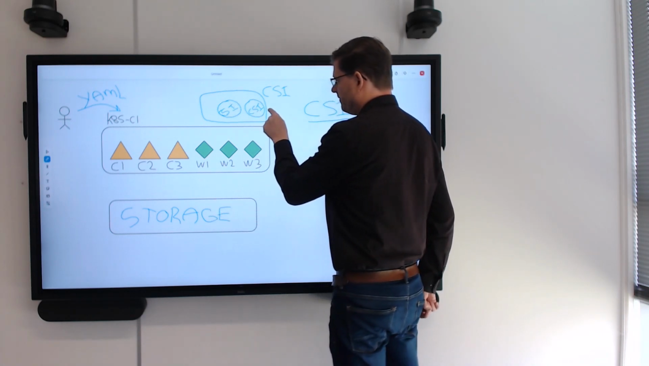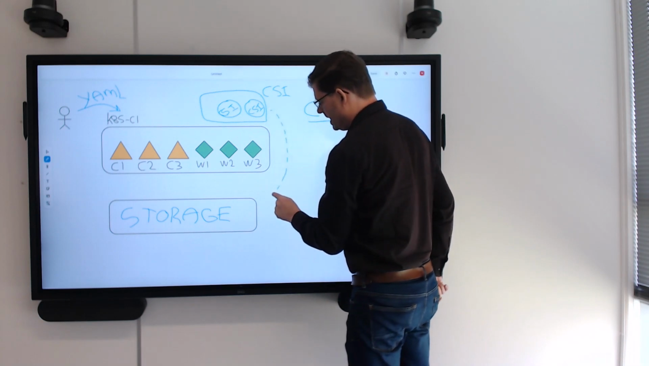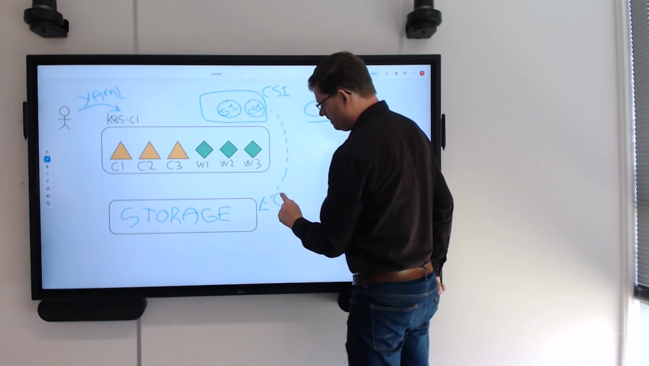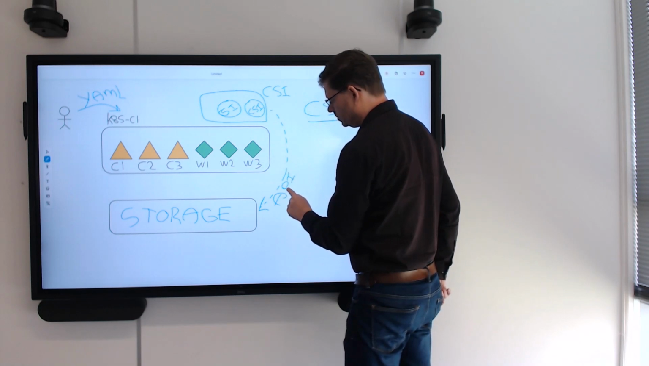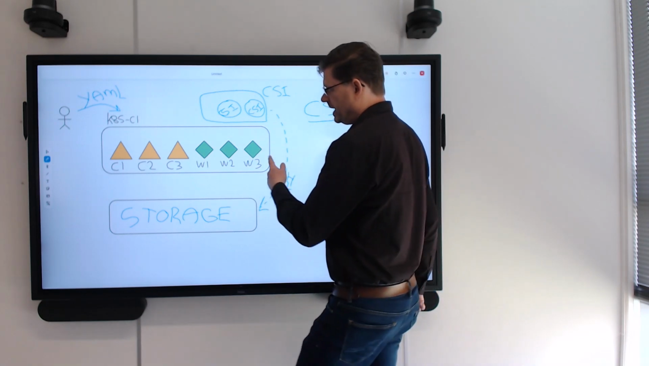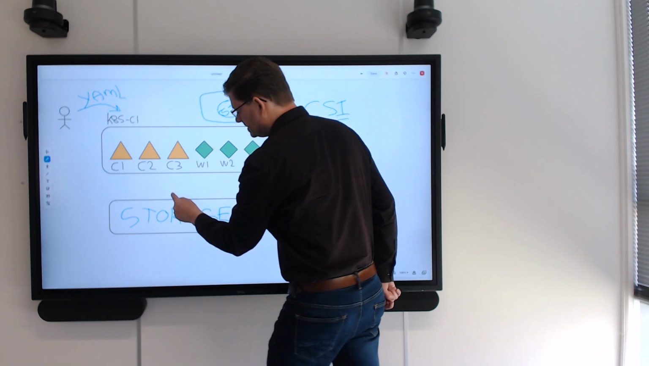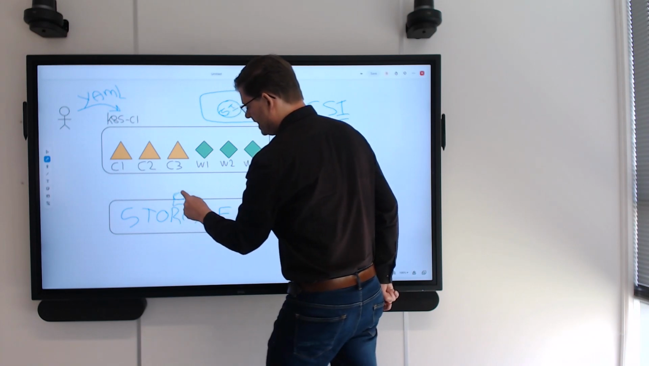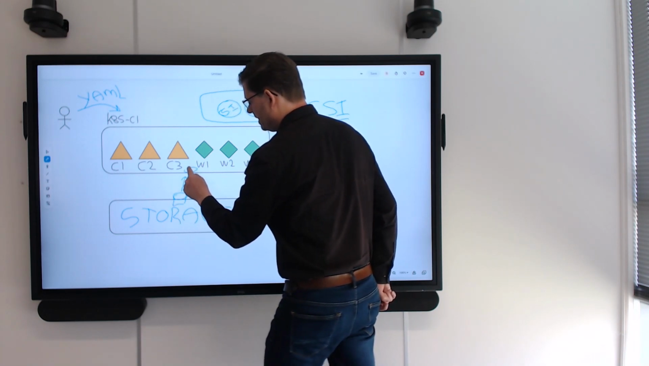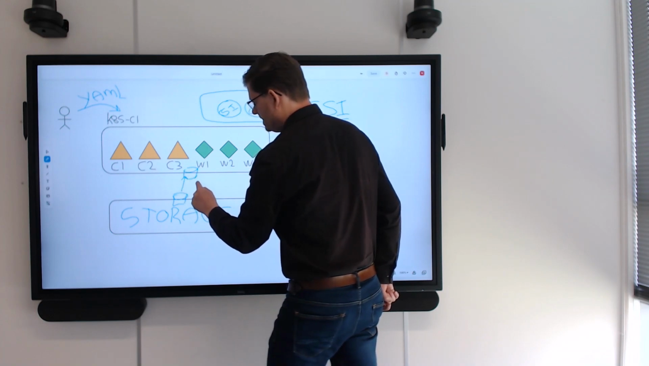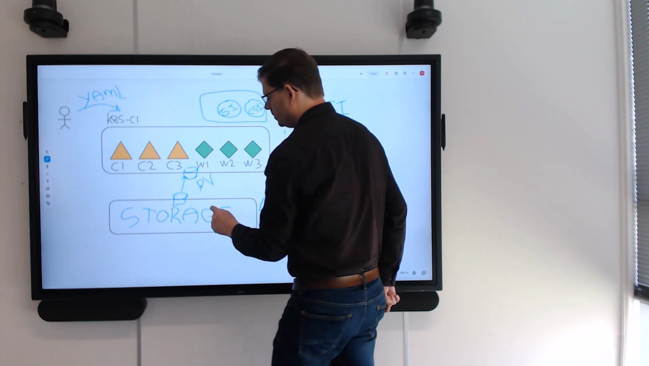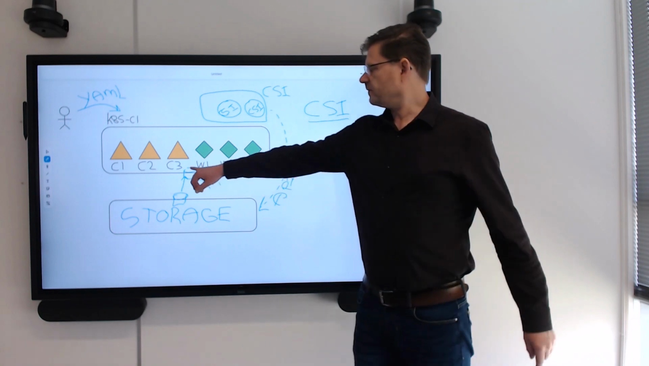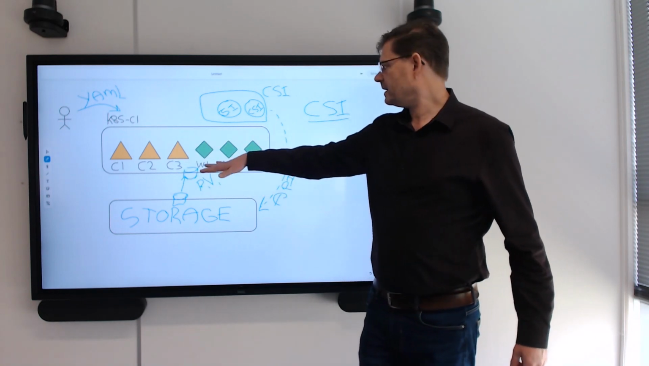And what the CSI driver will do is use the API to talk down here. Through an API, it will talk down to this storage and say, hey, please carve out the storage that was requested. Storage gets carved out, and then it gets surfaced up in here as a PV, a persistent volume. So this persistent volume now sits here in the Kubernetes layer.